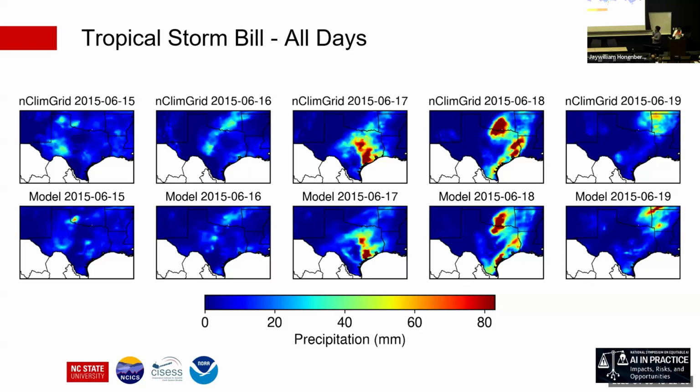There are some issues in the more inland area when we get to later parts of the storm. When you look at the eastern part of Texas at the end of the storm, we see some underestimation from the model outputs. So those are things that need to be further improved in that case.